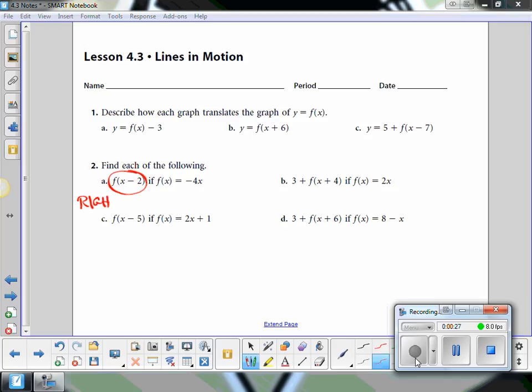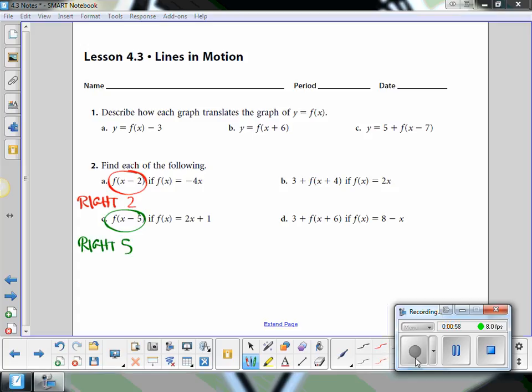Okay, when the shifter is inside the parentheses with x, minus means to the right, so the graph would shift right. So you would have this line, negative 4x, which would go downhill with a slope of negative 4, and that line would move to the right 4 units. That's what the x minus 2 does. What about, let's go straight down to C here. When you have an x minus 5 in parentheses, what would that do? That would make it move right 5.